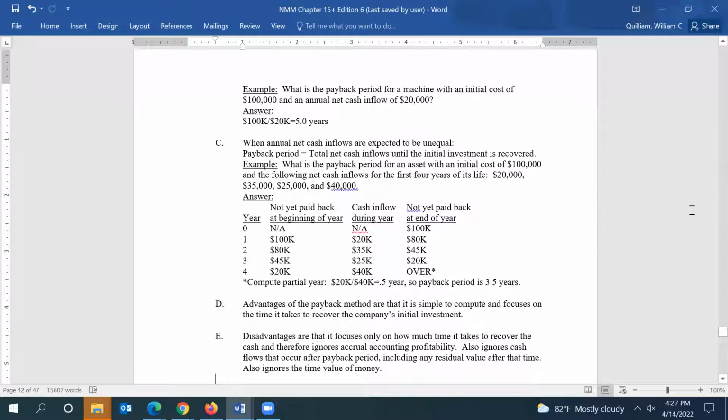So what is the payback period for a machine with an initial cost of $100,000 and an annual net cash inflow of $20,000? Here's all we do. We divide the initial investment of $100,000 by the annual net cash inflow of 20. We get exactly 5 years. So we get our money back in exactly 5 years. Again, shorter is better. So fewer years, better. Our money back as quickly as possible.